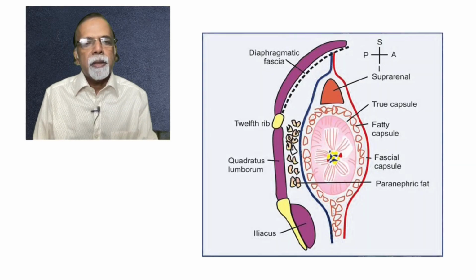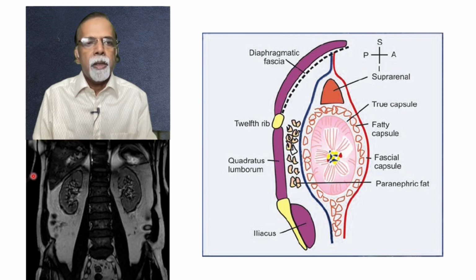This is the diagrammatic representation showing the kidney, and here is the perinephric fat and then comes the renal fascia. In the MRI picture you can clearly see this. That is, this dark region surrounding the kidney is the perinephric fat.